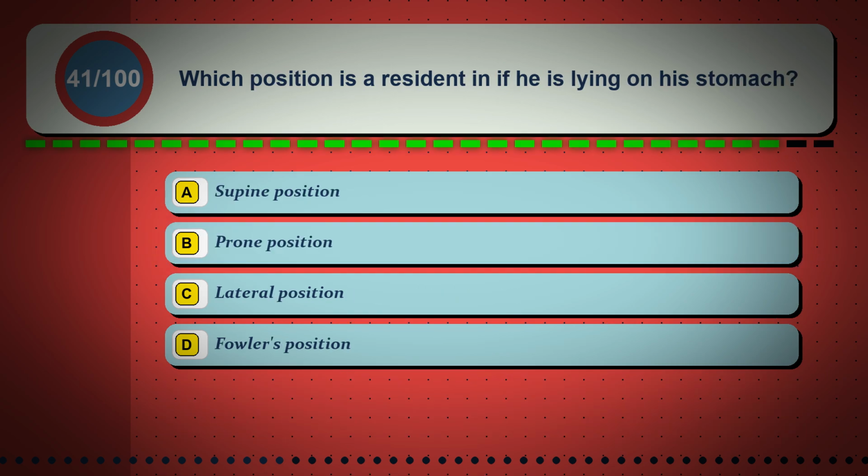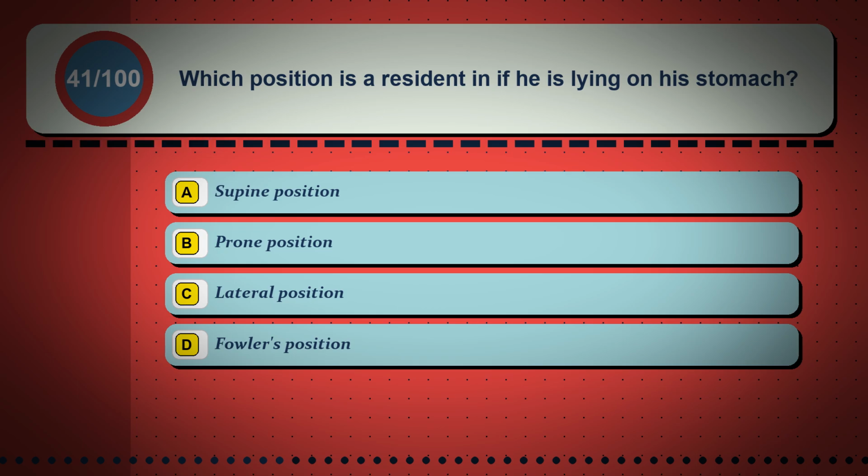Question 41. Which position is a resident in if he is lying on his stomach? Option A, supine position. Option B, prone position. Option C, lateral position. Option D, Fowler's position.